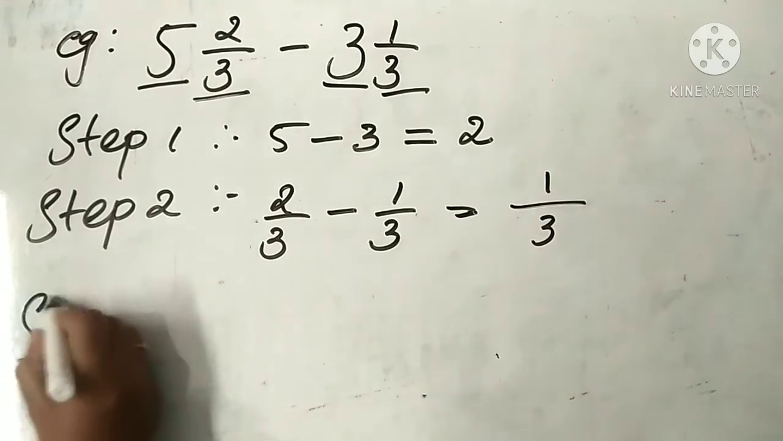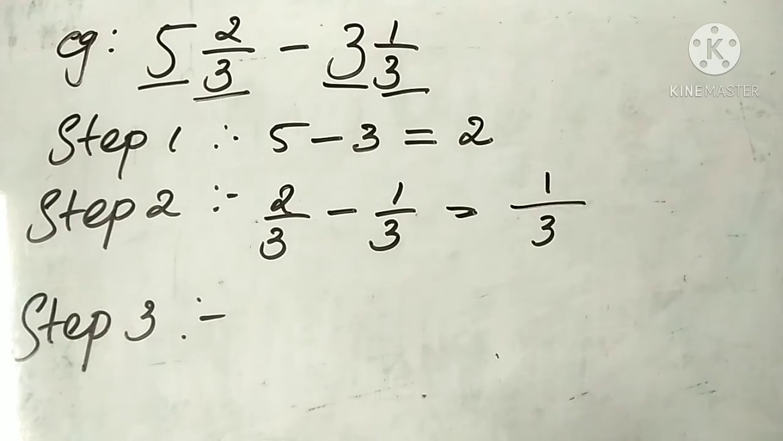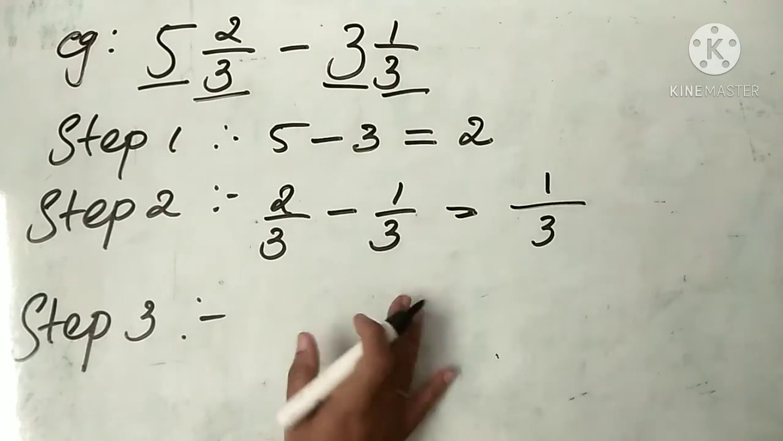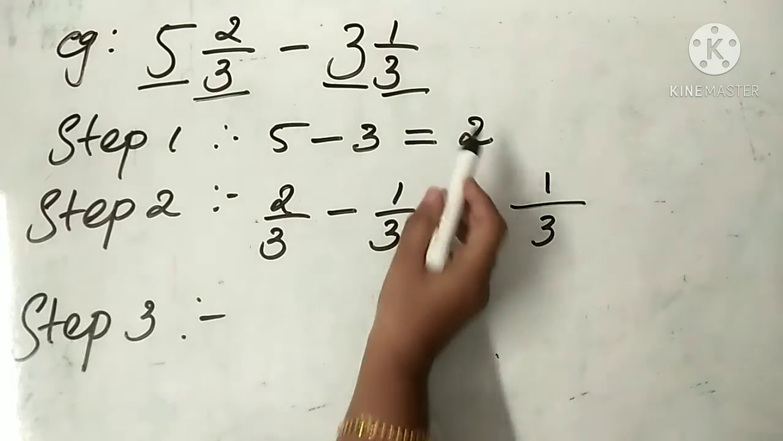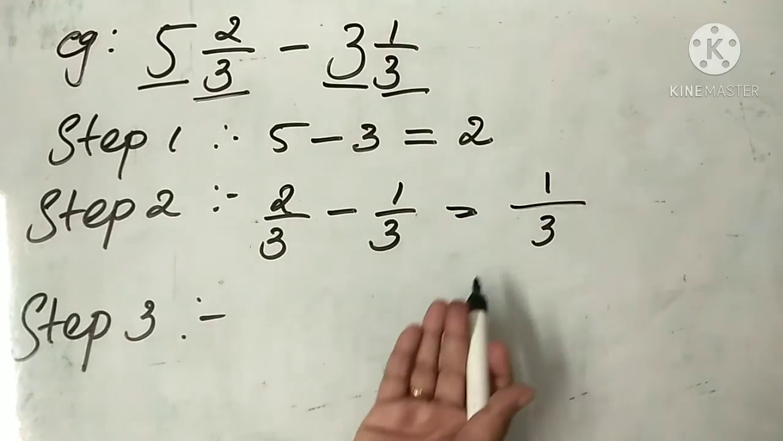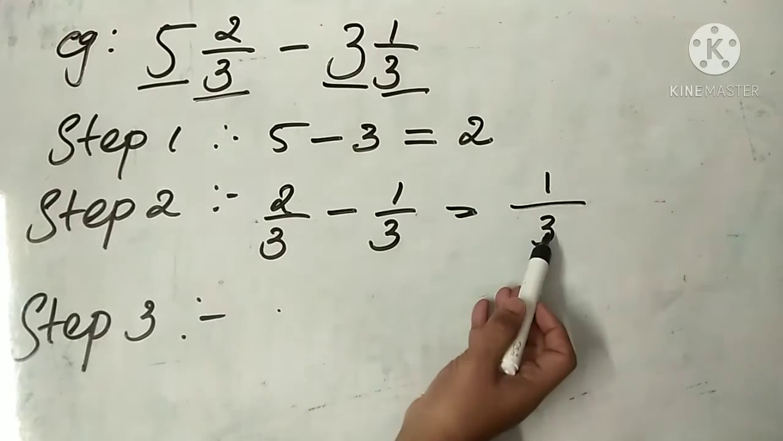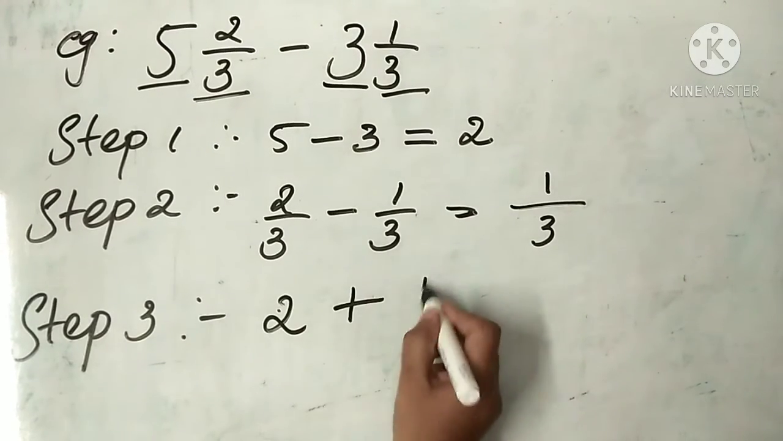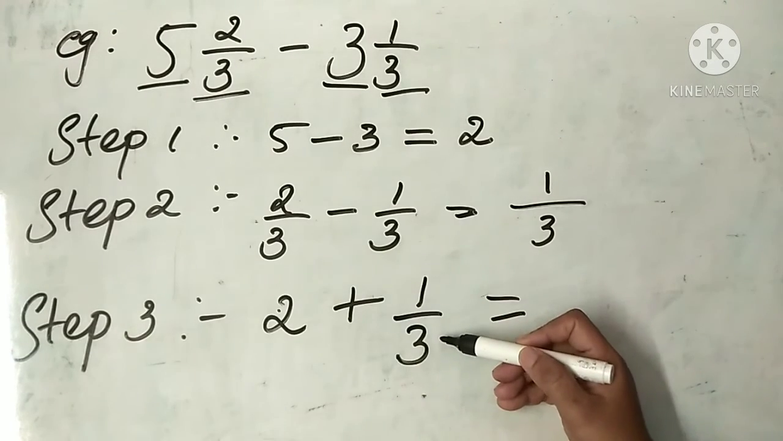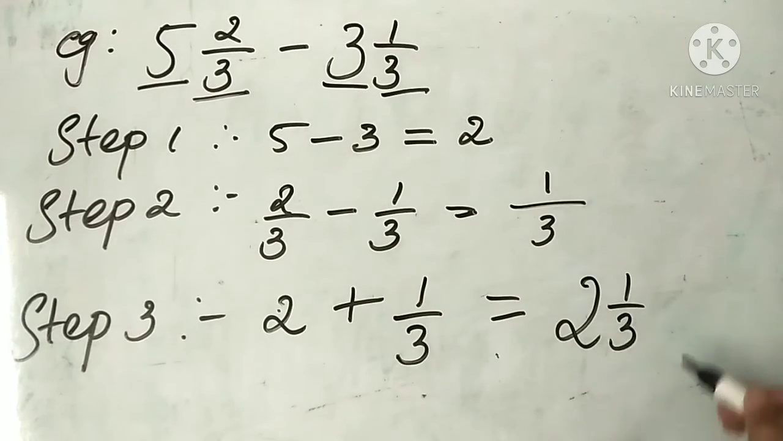Step 3, add both. Children always make a mistake here, where in the third step they subtract here also, but make sure that you need to add the answers. Always add step 1 and step 2. In addition as well as in subtraction, step 3 is to add both the answers of step 1 and step 2. So 2 plus 1 by 3. That is equal to, while adding a whole number with a fraction, you just need to combine both. 2, 1 by 3 is the answer.